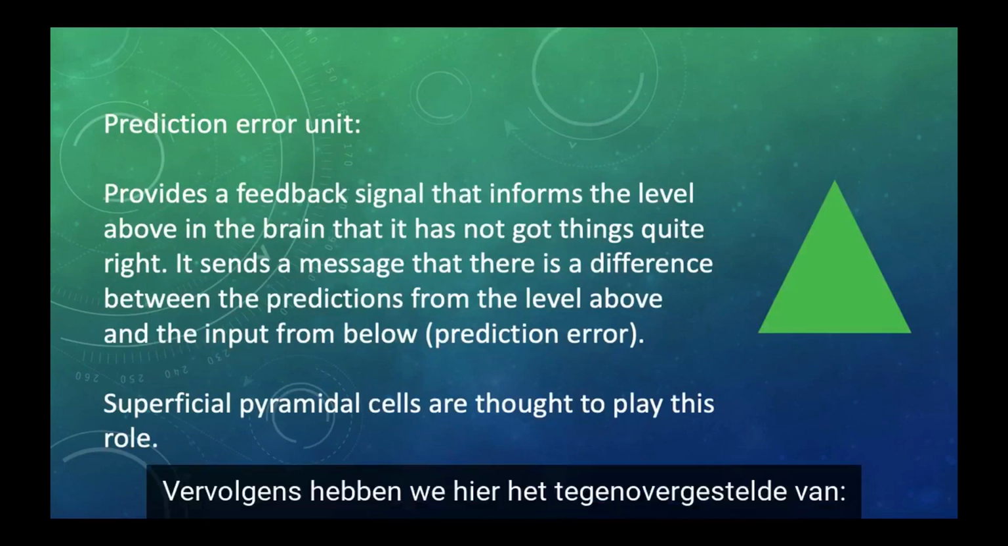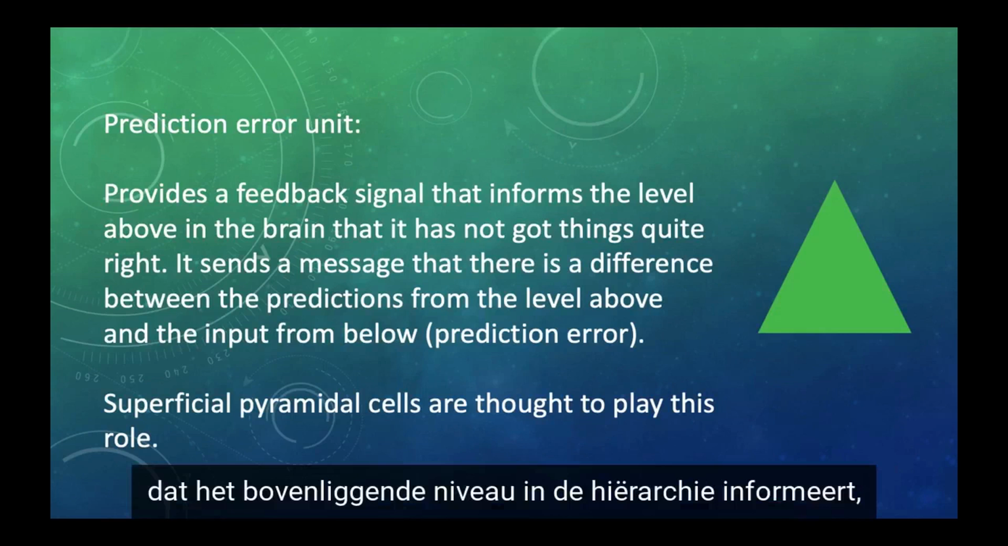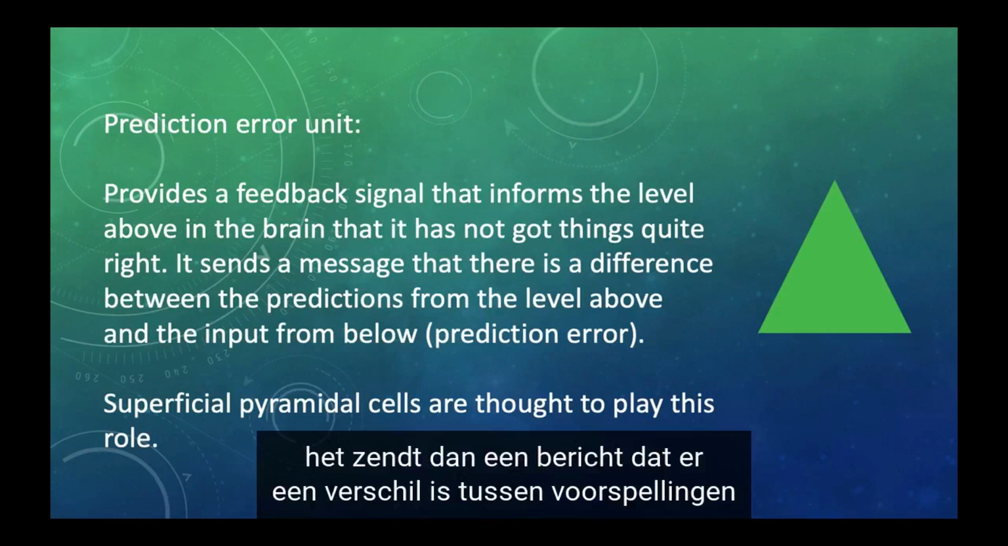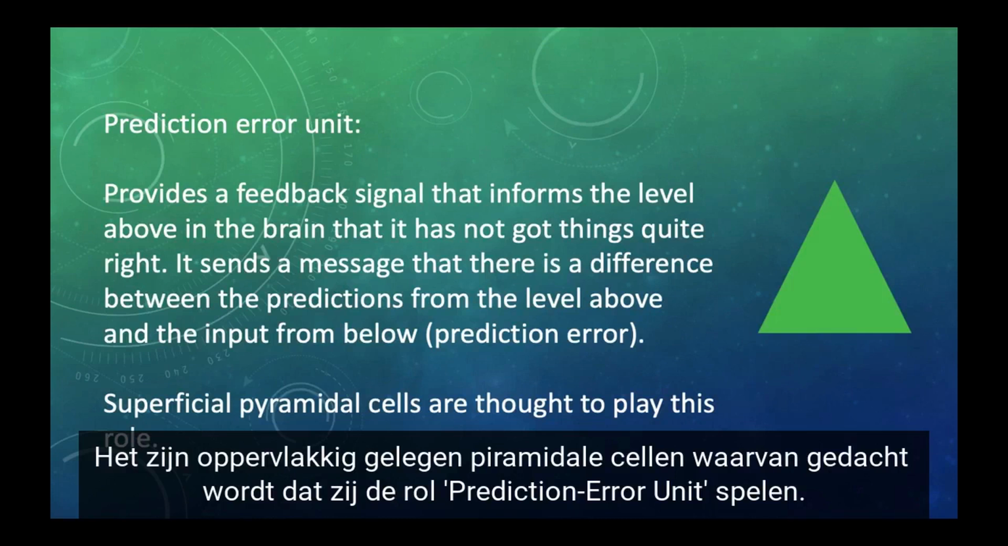Then we have its opposite, if you like, the prediction error unit. This provides a feedback signal that informs the level above in the hierarchy. It sends a message saying, hang on a sec, you haven't got things quite right: there's a difference between the predictions from the level above and the input from below. Superficial pyramidal cells are thought to play this role.